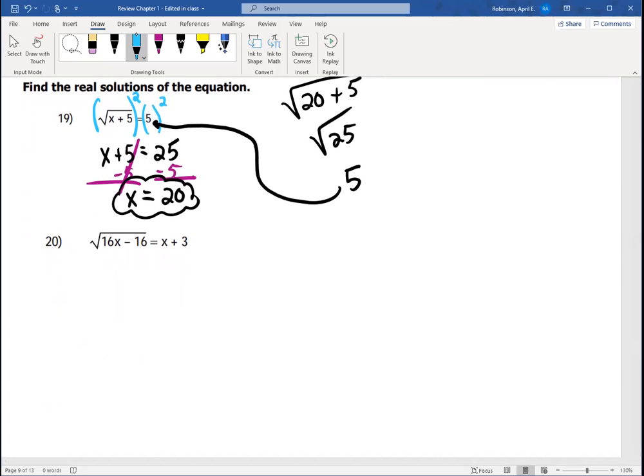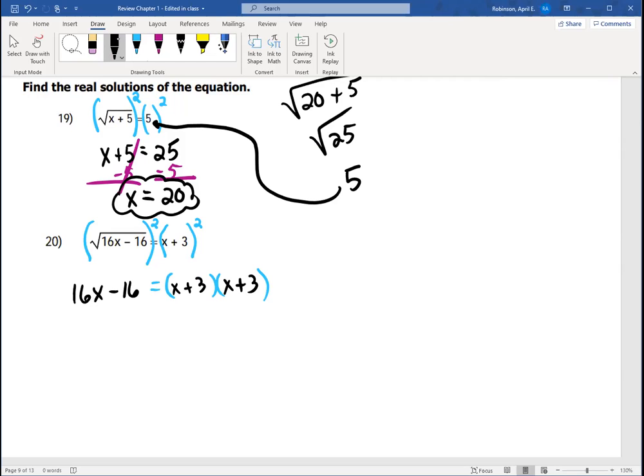You have to get the radical by itself, which it already is. So I'm going to square the left side. Now the trick on this one is you have to square the entire right side, the entire x plus 3. You can't square the x and square the 3 separately. You actually have to take an x plus 3 times another x plus 3. Now on the left side, the square and the square root, they just cancel each other out. So you're just left with the 16x minus 16.